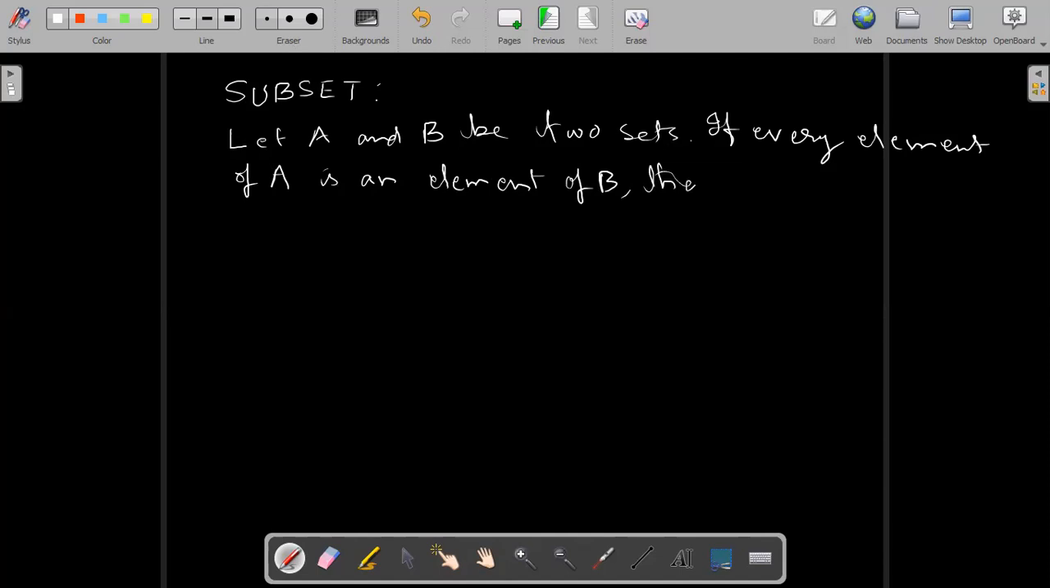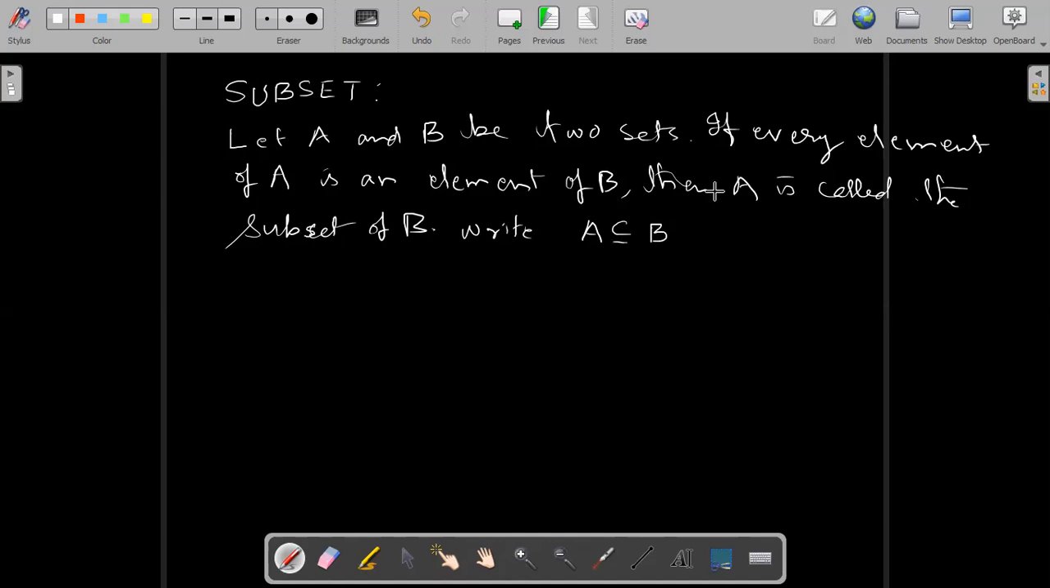Then A is called a subset of B. So we write mathematically A is a subset of B. We read it as A is a subset of B.